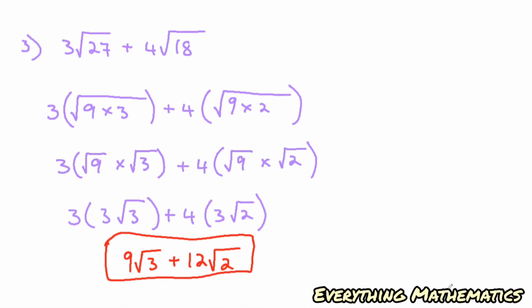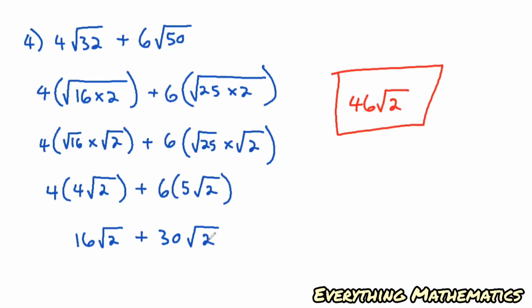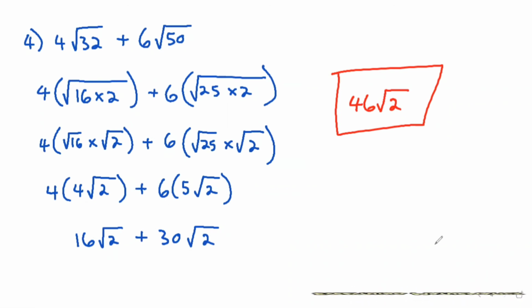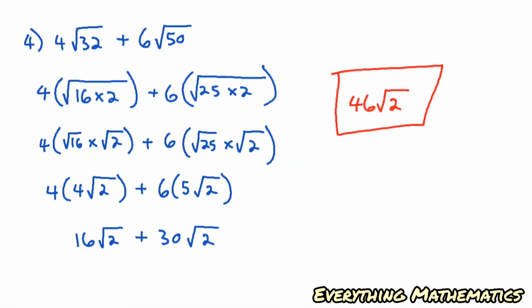But in the last one, what worked out as a root was the same. We have square root 2, square root 2, or root 2, root 2. As a result, you could add the coefficients 16 and 30. And you would have subtracted, of course, if subtraction was what you were doing.